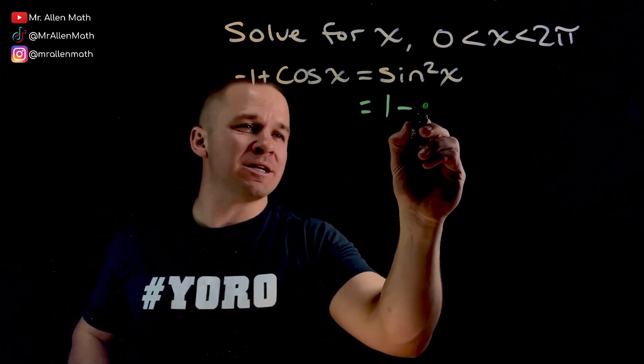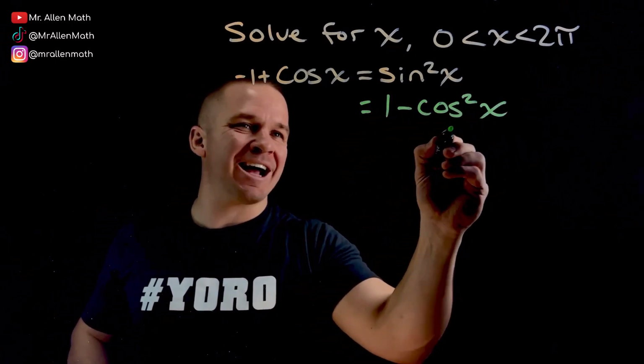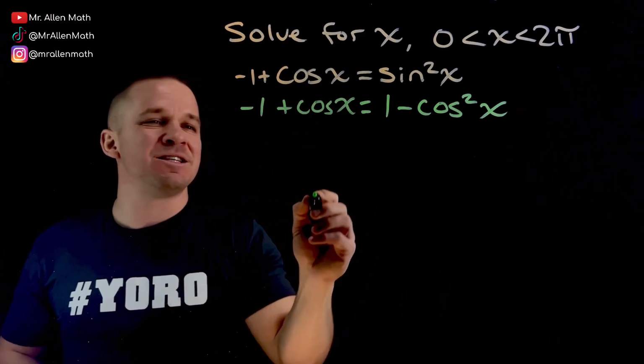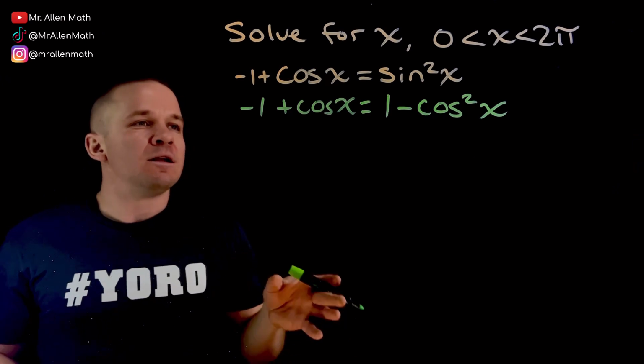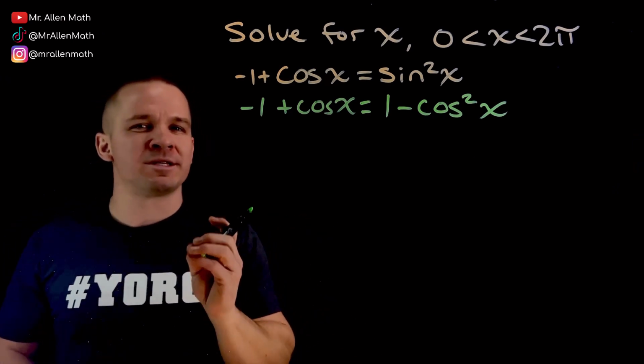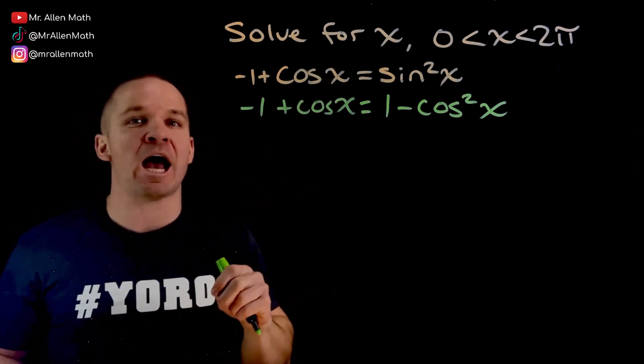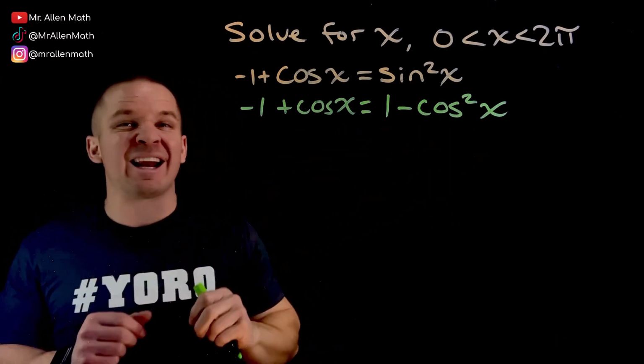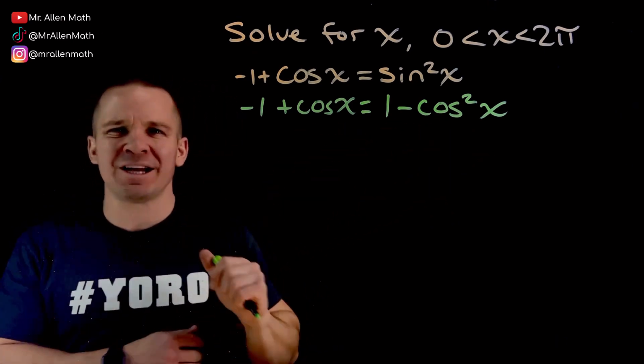I'm going to have 1 minus cosine squared x for that one right there. I'm going to have -1 plus cosine x still on my left-hand side. Now I want to bring everything to one side because I'm noticing a quadratic-type setup going on here, where I've got something squared, something linear, and then a constant. So what side do I go to?